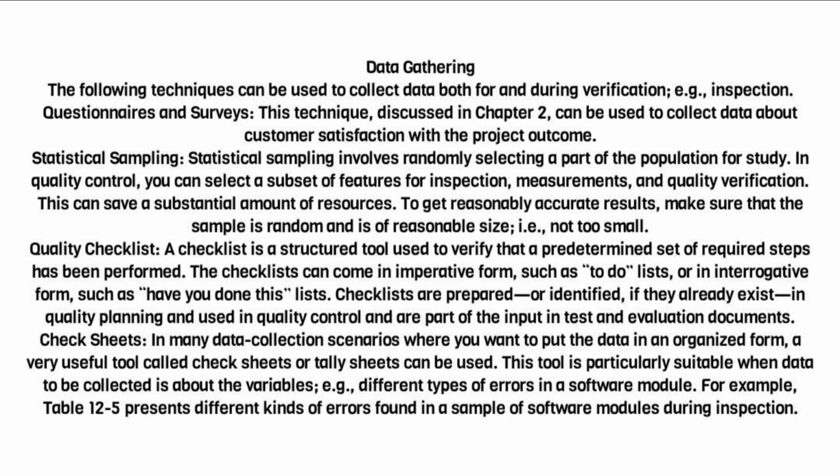To get reasonably accurate results, make sure that the sample is random and is of reasonable size, i.e., not too small. Quality checklist. A checklist is a structured tool used to verify that a predetermined set of required steps has been performed. The checklists can come in imperative form, such as to-do lists, or in interrogative form, such as have-you-done-this lists. Checklists are prepared or identified, if they already exist, in quality planning and used in quality control and are part of the input in test and evaluation documents.